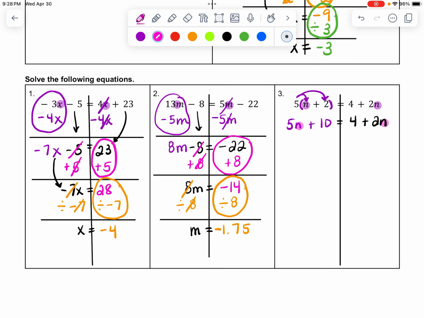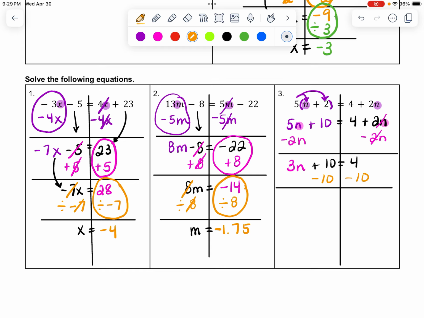So in order to get the n's together, I'm going to subtract 2n on both sides. When I do that, 5n minus 2n is 3n plus 10, which is equal to 4. And on the right-hand side, the 2n's cancel. Then I'm going to subtract 10 on both sides to get n by itself. And on the left side, the 10's are going to cancel. And on the right side, we've got negative 6.